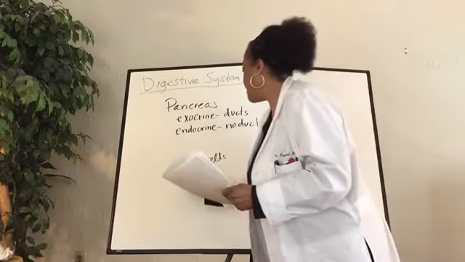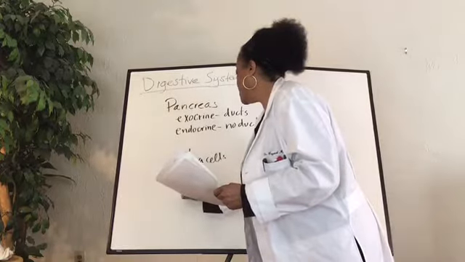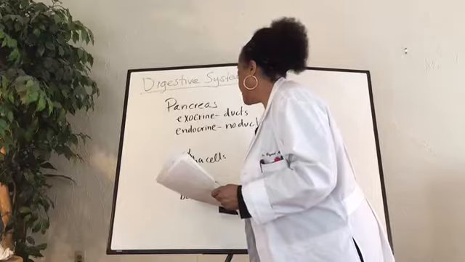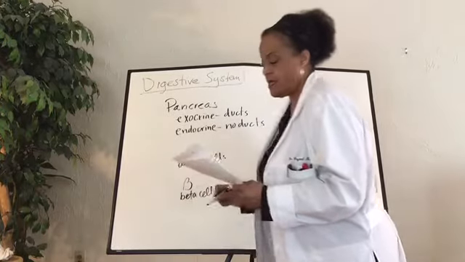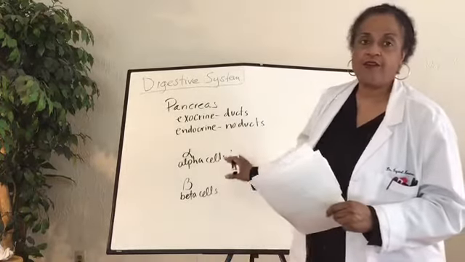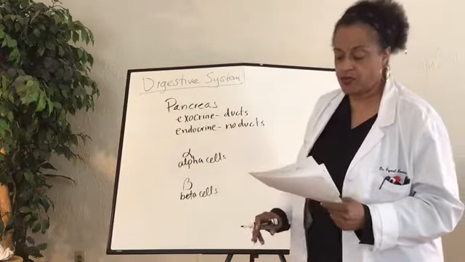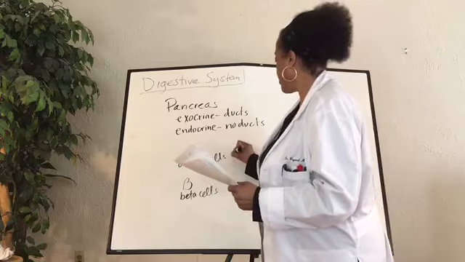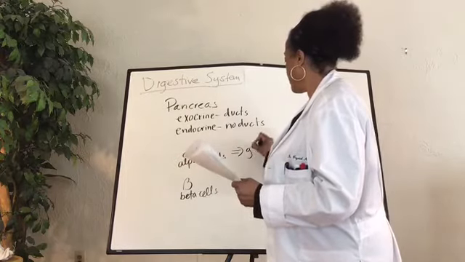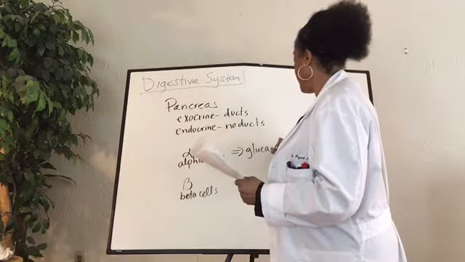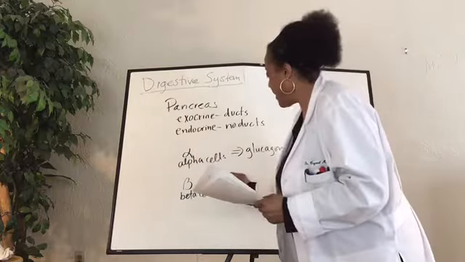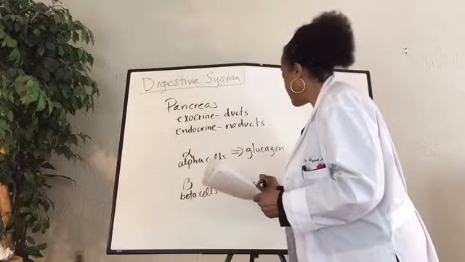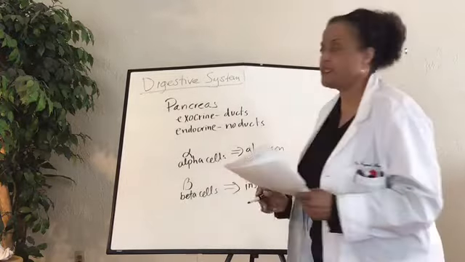And you also have beta cells as well. So these alpha and beta cells secrete hormones, right? The alpha cells secrete glucagon, and the beta cells secrete insulin. These are the two cells.